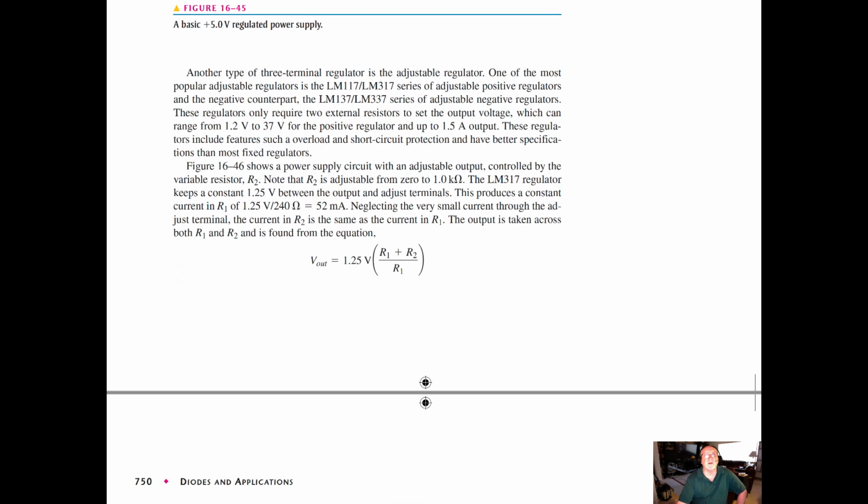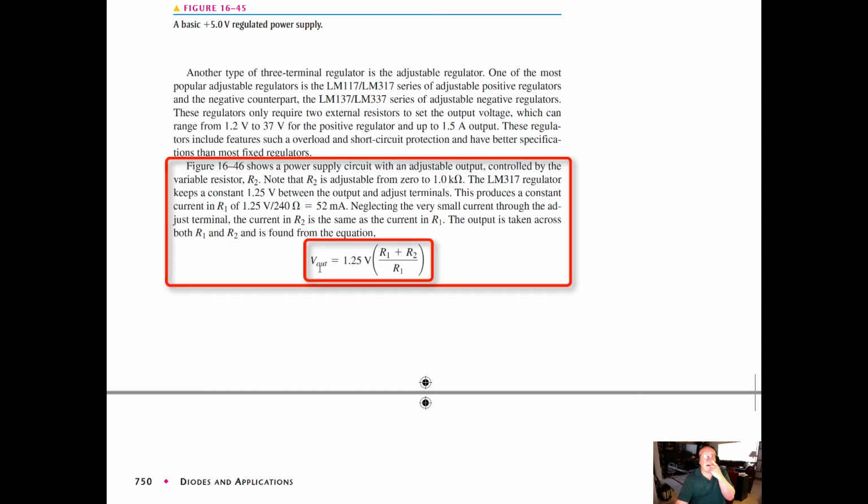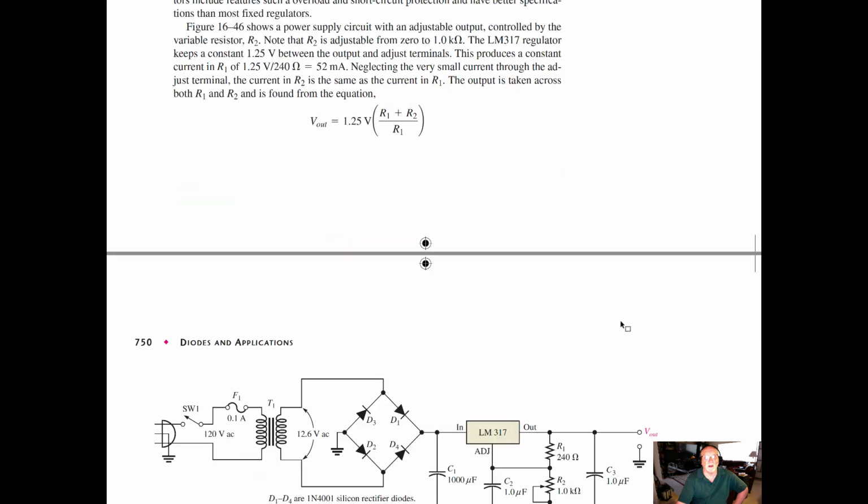Another type of 3-terminal regulator is the adjustable regulator. One of the most popular is the LM117/LM317 series adjustable positive regulators. If we take a look at this, we've got a relationship here that tells us the output can be calculated as 1.25 volts times R1 plus R2 divided by R1.